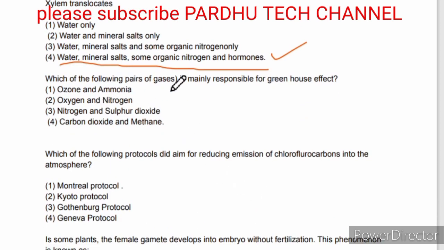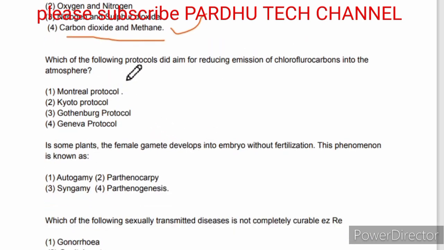Next, which of the following pairs of gases is mainly responsible for greenhouse effect? Answer is carbon dioxide and methane. Next, which of the following protocols aimed at reducing emission of chlorofluorocarbons into the atmosphere? So answer is Montreal Protocol.